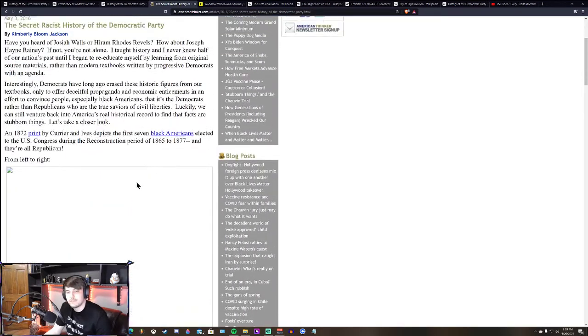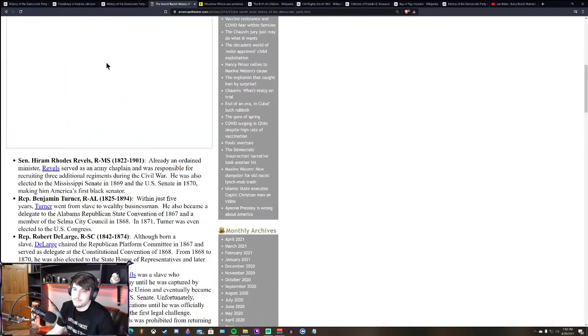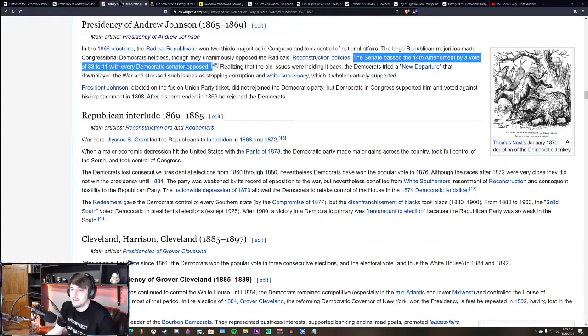And just to show you, the first 5 or 6 elected officials of color were all Republicans. In fact, Democrats didn't even elect a black official until 1935. That is so messed up. So messed up.